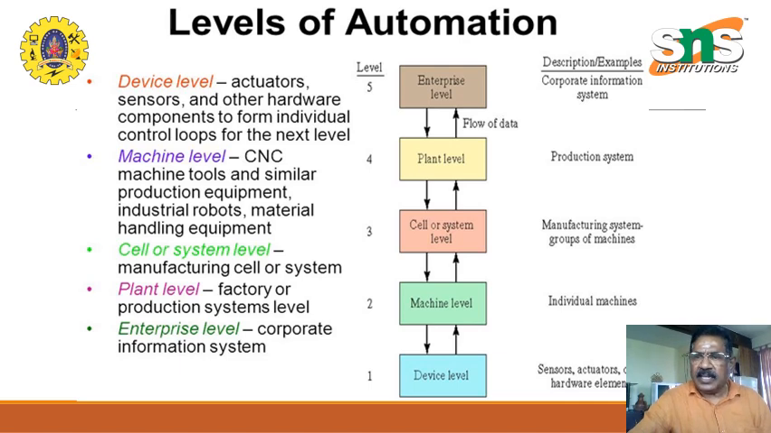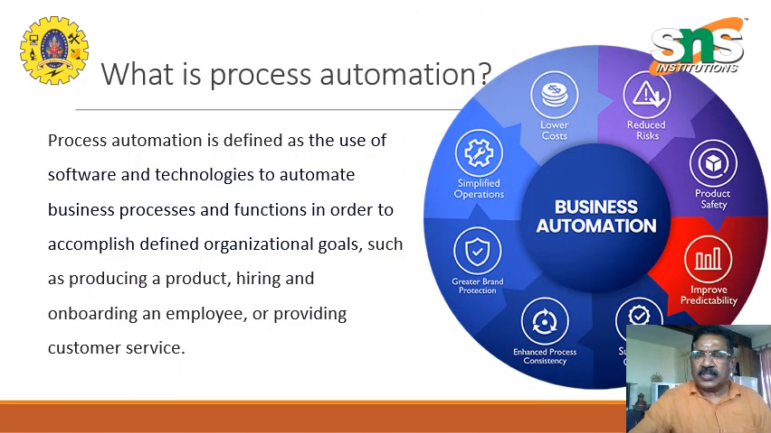Moving on, what is process automation? There are certain processes where materials undergo chemical changes. They undergo physical changes also, which sometimes cannot be reversed. So there, it is a process of making something. This happens more in the food industry or the manufacturing industry.